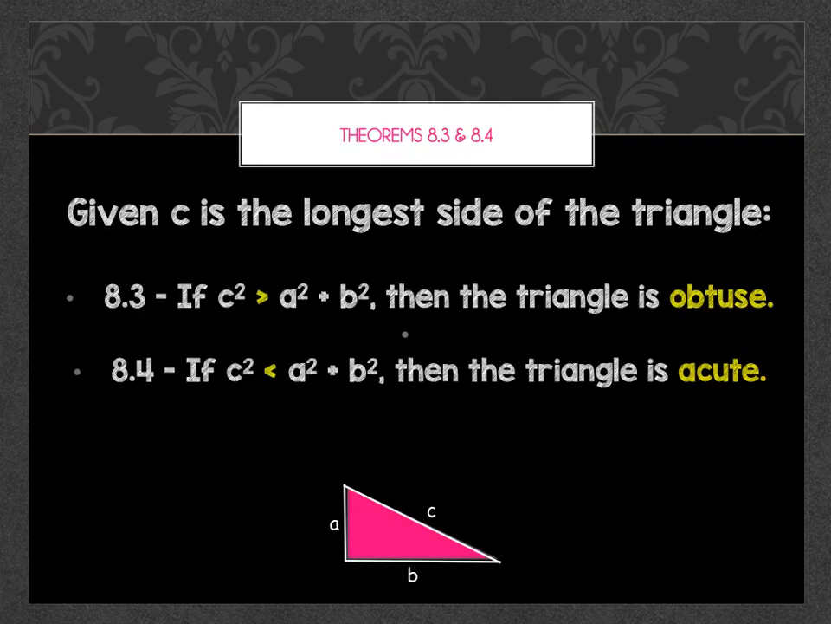If it's not a right triangle, then it's either an obtuse triangle or an acute triangle. Theorem 8.3 says if c squared is greater than a squared plus b squared, then the triangle is obtuse. And theorem 8.4 says if c squared is less than a squared plus b squared, then the triangle is acute. So now you can classify them in 3 ways. Right, if it's equal. Obtuse, if c squared is greater. And acute, if c squared is less than.